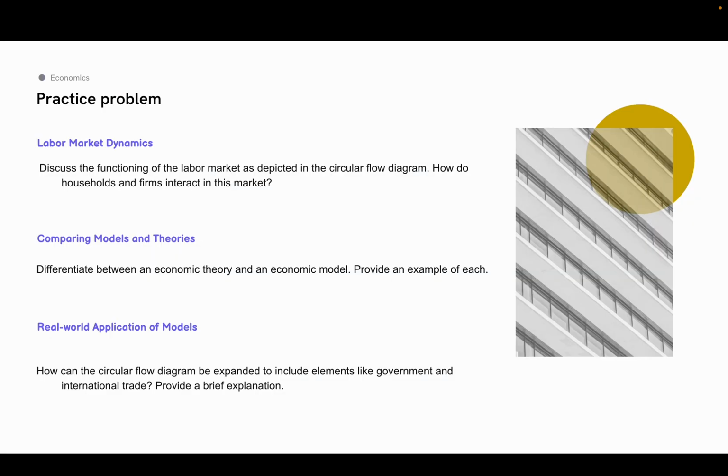And we have another three questions. Labor market dynamics. Discuss the functioning of the labor market as depicted in the circular flow diagram. How do households and firms interact in this market? Compare models and theories. Differentiate between an economic theory and an economic model. Provide an example of each. And last, real-world application of models. How can the circular flow diagram be expanded to include elements like government and international trade? Provide a brief explanation. And we're heading to the answers.